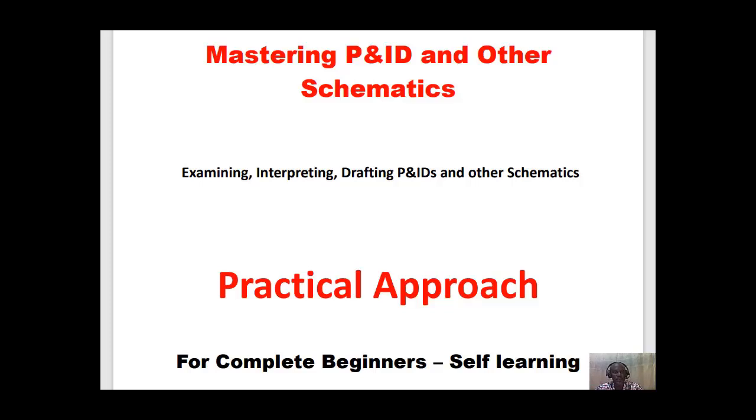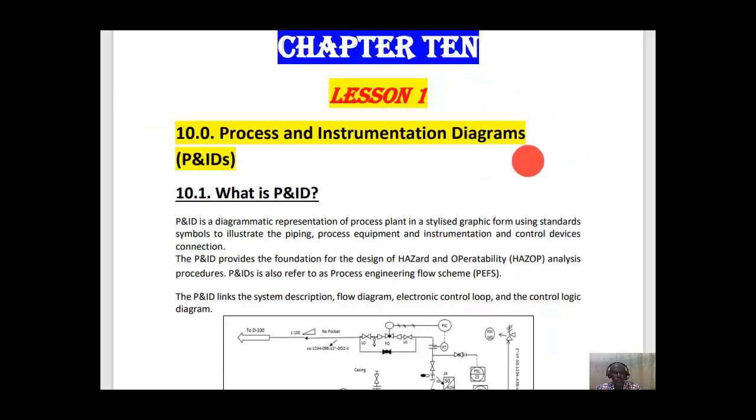Today we are going to be looking at Chapter 10, Lesson 1. Process and Instrumentation Diagram, P&ID. What is P&ID? P&ID is a diagrammatic representation of a process plant in a stylish graphic form, using standard symbols to illustrate the piping, process equipment, instrumentation, and control devices connection.